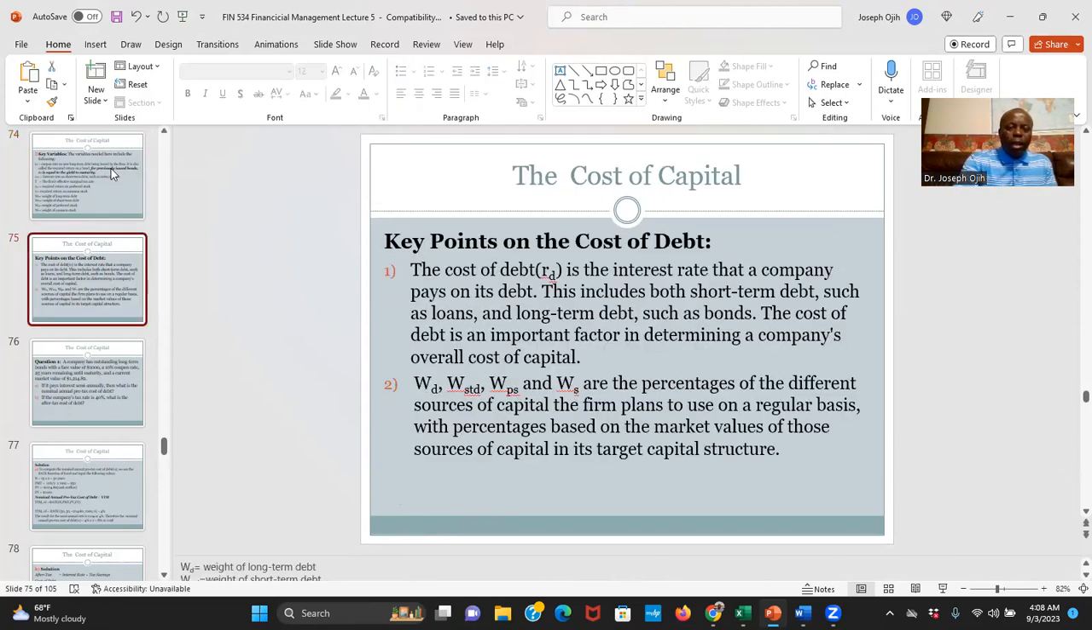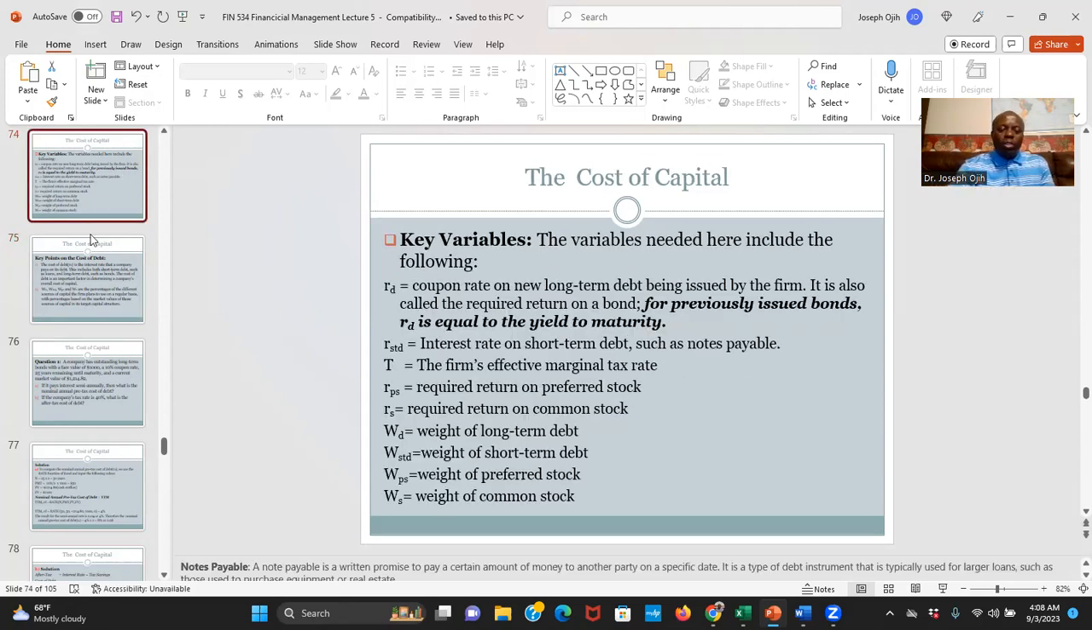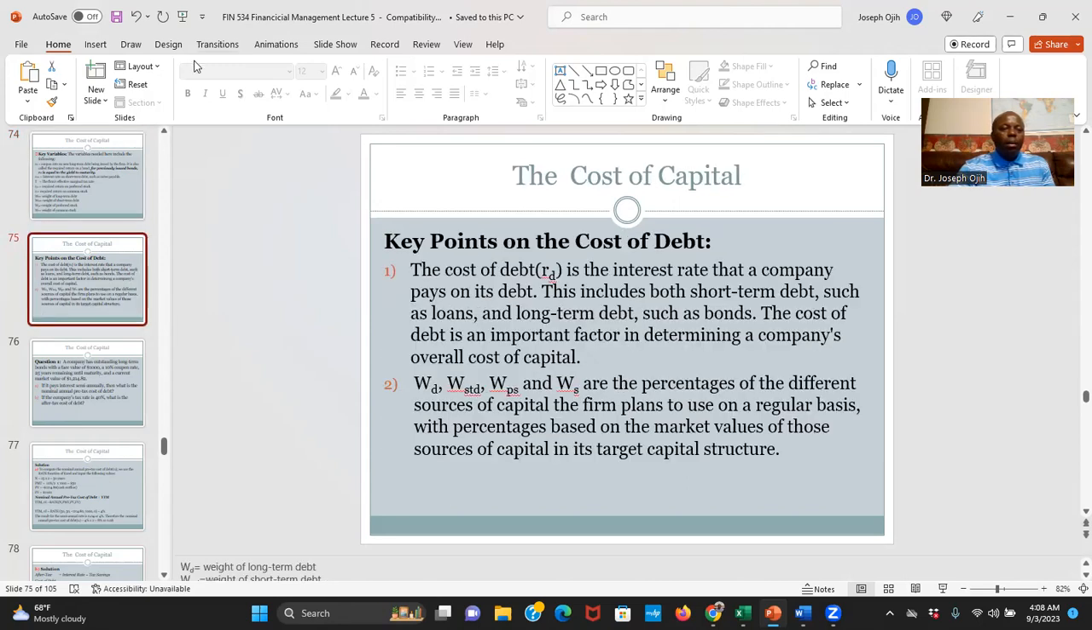Now, there are a few more things we need to know about cost of debt. So, cost of debt, RD, is the interest rate that the company pays on its debts. I've already said that. I just want to emphasize it, so that it can include short-term debt, like loans, and long-term debt, like bonds. And this is why I try to shorten them, explain them here. Okay, one minute, let me show you.